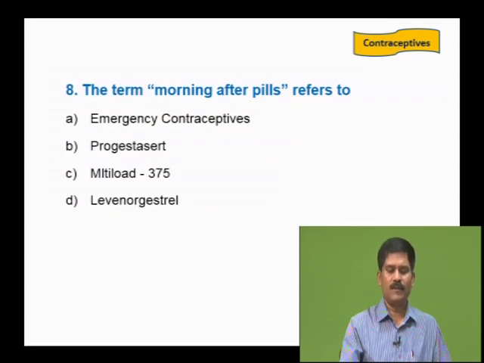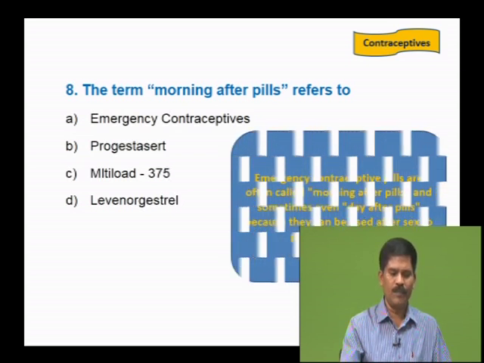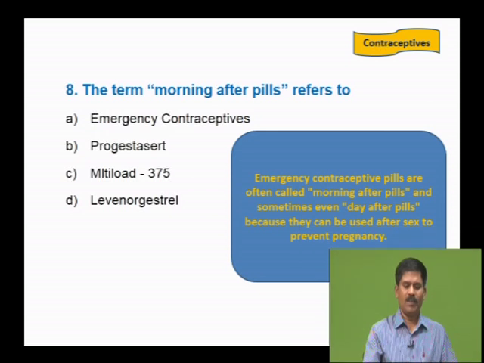The term morning after pill refers to, as I was saying, emergency contraceptive pills, which are also called morning after pills or day after pills. Look at the reason: emergency contraceptive pills are often called morning after pill and sometimes even day after pill because they can be used after sex to prevent pregnancy. So the term morning after pill refers to emergency contraceptive. Therefore, A is the right option.